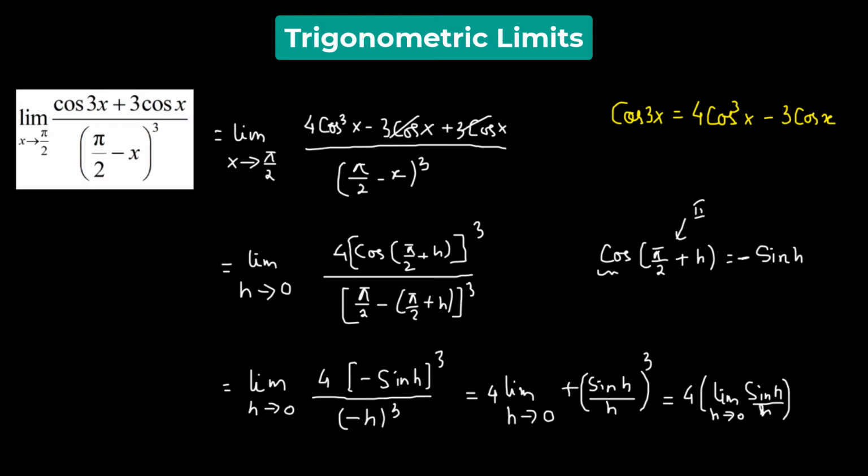whole cube. And we know that the limiting value of sine h over h when h approaches 0 is going to be 1, so we have 1 cubed. So that will give us a limiting value of 4. So let us move on to the next question.